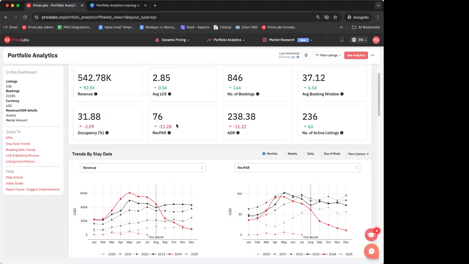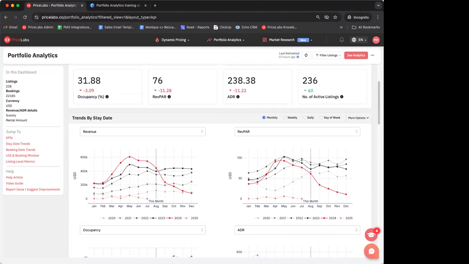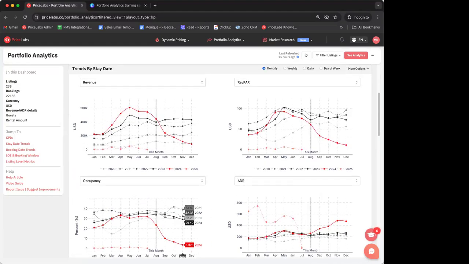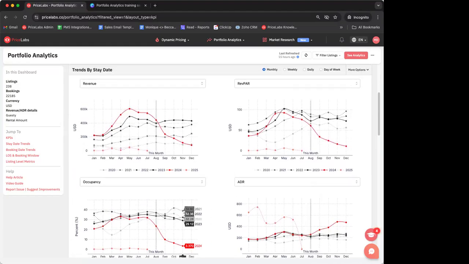Any questions, please drop them in the chat. I'm going to start moving along to all the different charts that we are able to view here in Portfolio Analytics. So scrolling down to this first section here, trends by stay date.